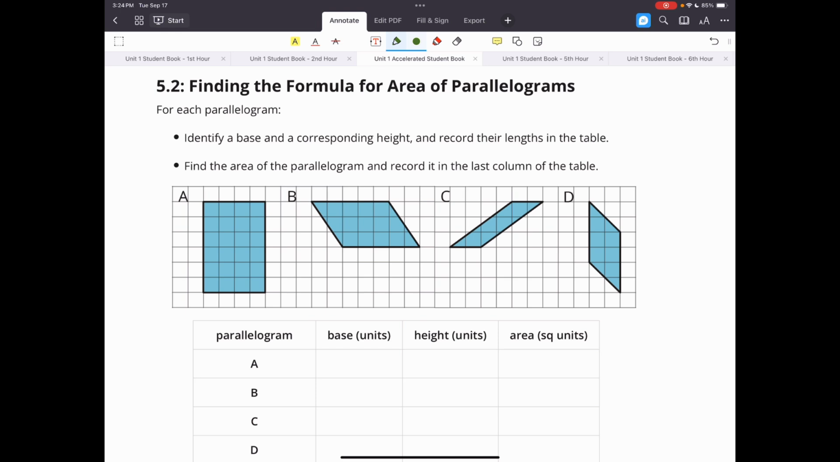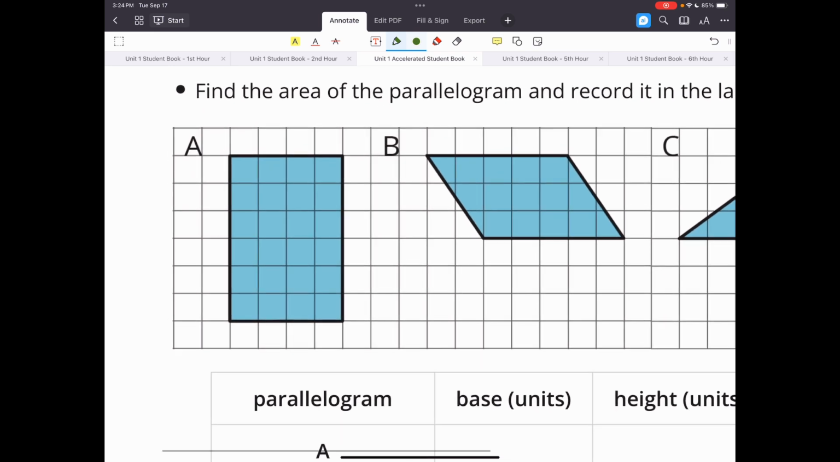Okay, so 5.2, finding the formula for area of parallelograms. So when we look at this, it's on a grid and we're not given any of the information. So we're not given the base, we're not given the height. What we have to do is identify the correct base and height for this. And it all comes back to the base and the height should connect at a 90-degree angle. Now in some situations, the base may not be the bottom of the parallelogram. The parallelogram might be turned, rotated, and it might be on the side. And so that gets a little trickier, but we're gonna do that. Letter D is where we'll see that.